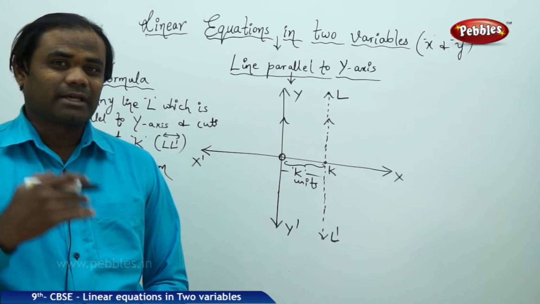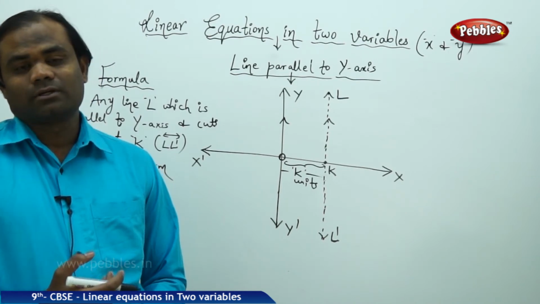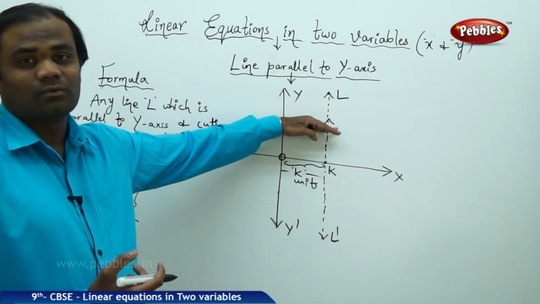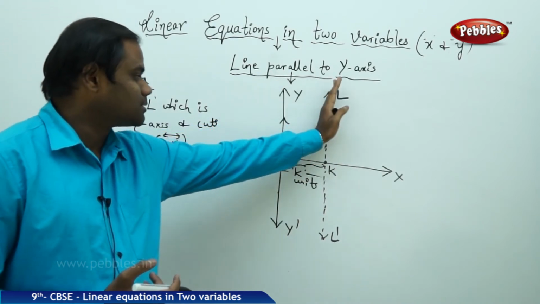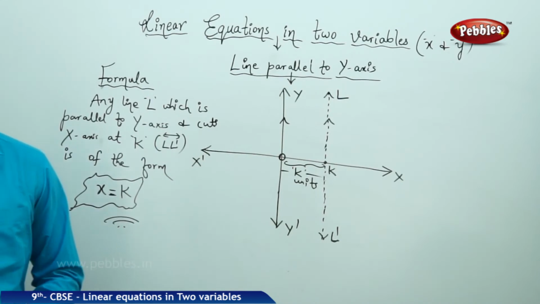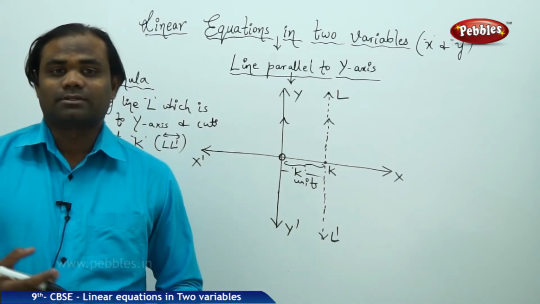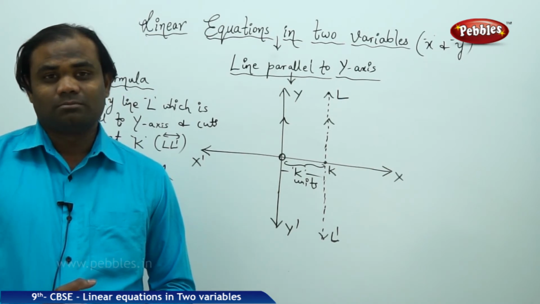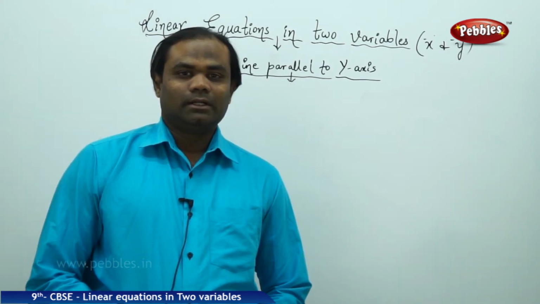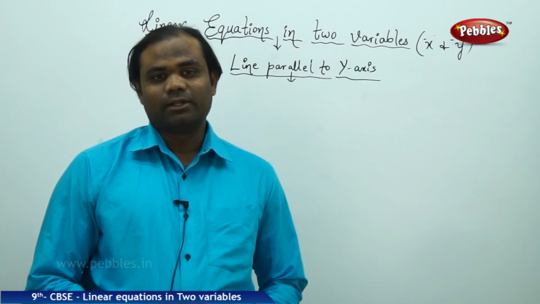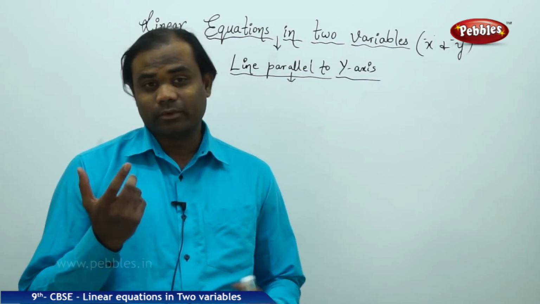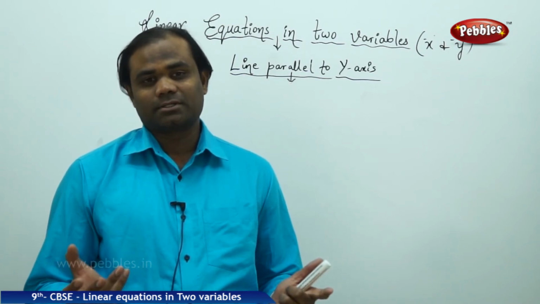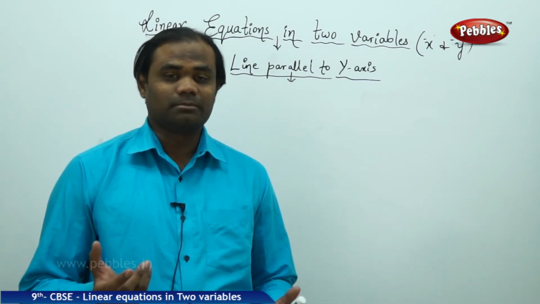Line parallel to x-axis, y equal to k. Line parallel to y-axis, x equal to k, is how I understand the concept. Let's see an example problem to understand the concept more strongly. Let's take an example problem in which I need to find the equation of the line parallel to y-axis, the special case of linear equations in two variables x and y.